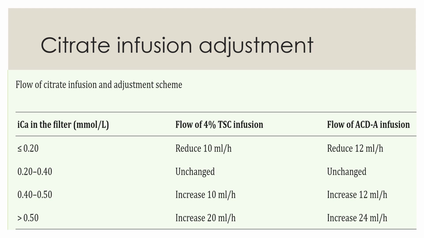How to adjust citrate dose based on target ionized calcium level can be understood by this table. Largely, if the value of ionized calcium is below 0.2 millimole per liter, the dose of citrate anticoagulant should be reduced, and in case of value more than 0.4 millimole per liter, the dose of citrate anticoagulant should be increased.